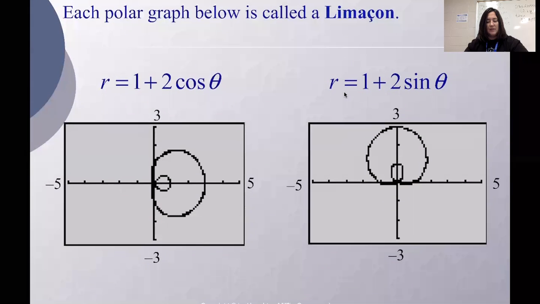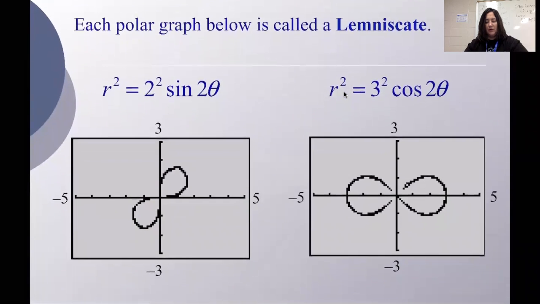So here, this is a limaçon. It looks kind of like a circle with a little circle on the inside. You can see that when you're dealing with sine, it's vertical. When you're dealing with cosine, it's horizontal. So those are some key things to remember. You can graph these on Desmos. You have to be in polar mode. You can graph them on a graphing calculator in polar mode as well.